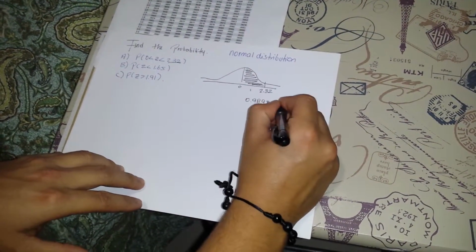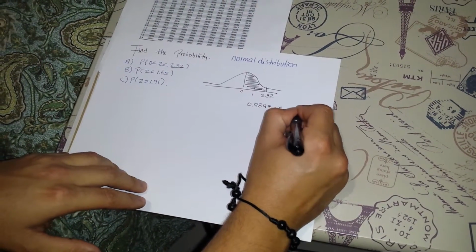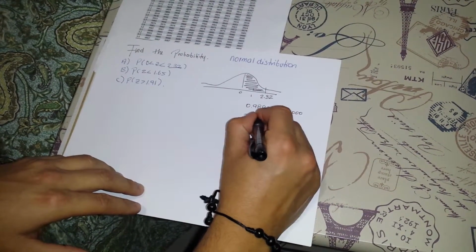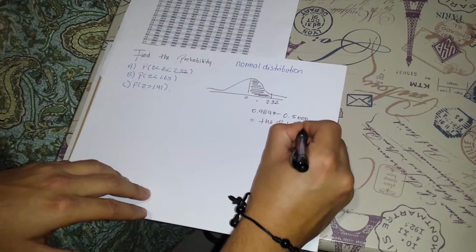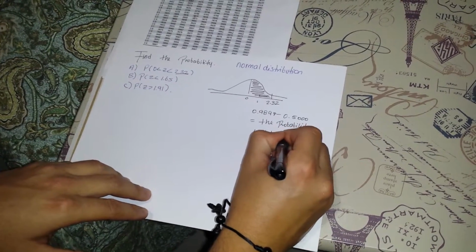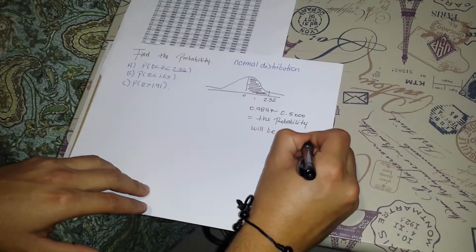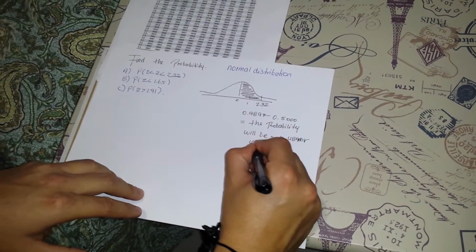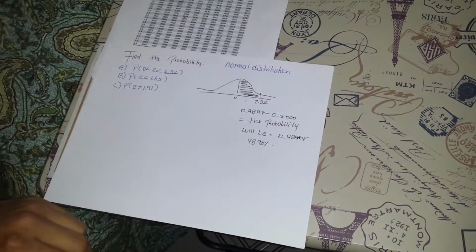And you subtract it by the area of 0, and the probability will be 0.4898, or 48%, 0.98 of the probability.